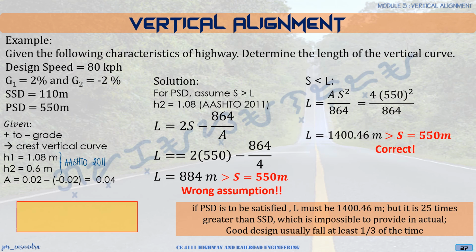Okay, so again, comparing this to the values using the old values of H1 and H2, the computed PSD is equal to 1205.179 meters.